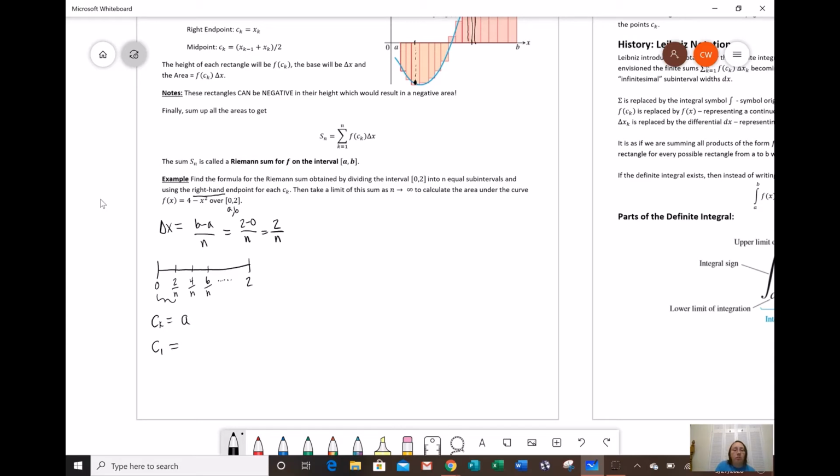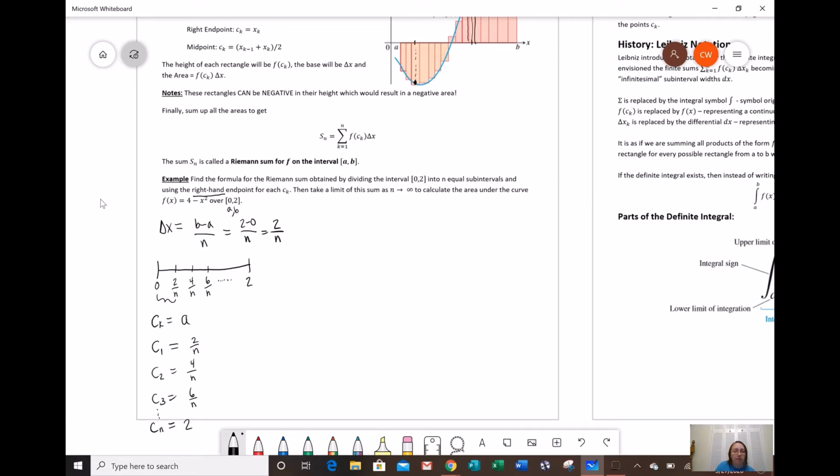we want the answer to be 2 over n. When we plug in 2 for our formula, we want the answer to be 4 over n. When we plug 3 into our formula, we want 6 over n. And if we keep on going, when we plug n into our formula, we want the answer to be the 2. The right-hand endpoint, the last one, would be the 2. All right, so how do we create this formula?